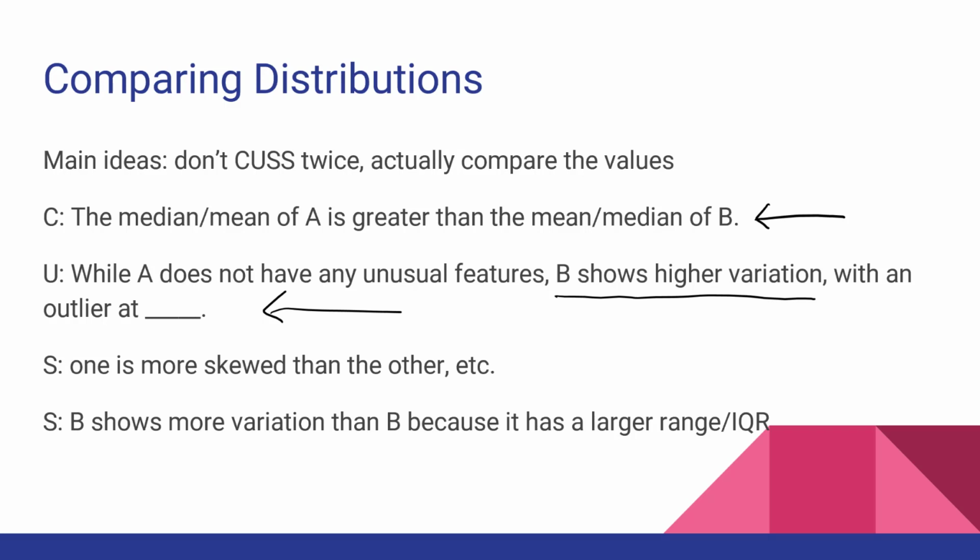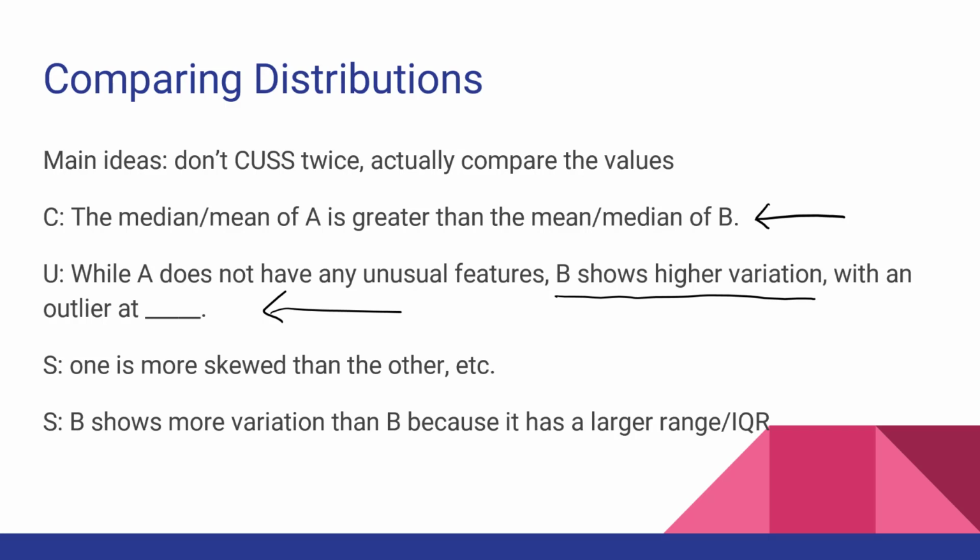Now for our first S in CUSS, we have to talk about shape. So the main thing you would do here, your distributions are both likely to be unimodal or something. However, when you talk about how much it's skewed, then you can compare a lot there because you can say one distribution is more skewed than the other, etc., etc.